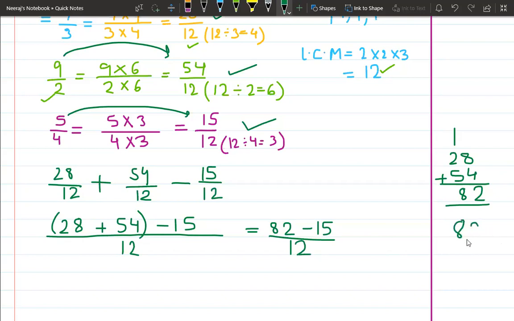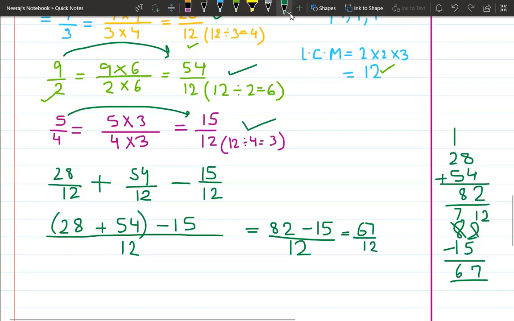Now 82, I have to subtract 15 from it, and what will you get? I need to borrow because 2 is a small number. We cannot subtract 5 from 2. So I need to borrow to make it a bigger number, that is 12. 12 minus 5 is 7. 7 minus 1 is 6. I got 67 by 12. Only the last step is left. You can write your answer as 67 by 12, but I want to write my answer as a mixed fraction, right?